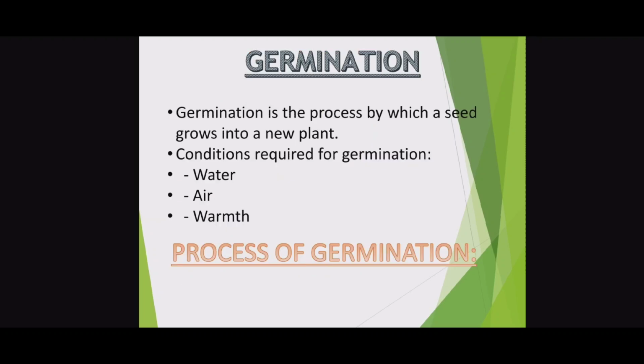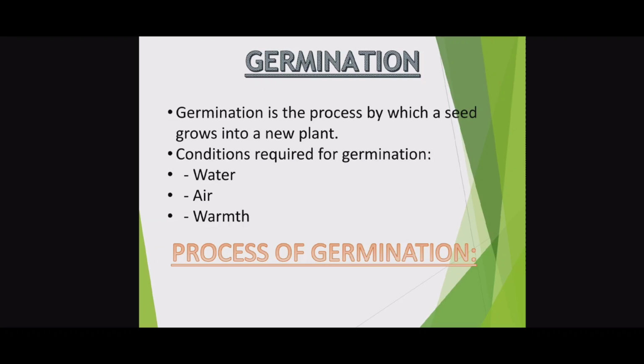Now what is germination? Germination is the process in which a seed grows into a new plant, and the conditions required for germination are air, water, and warmth. Next is the process of germination.